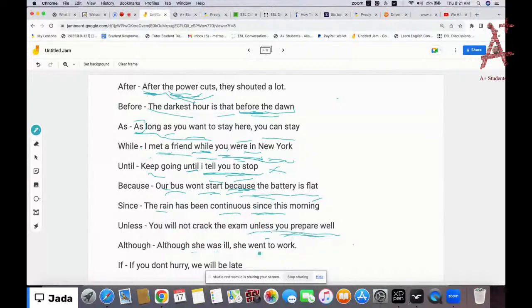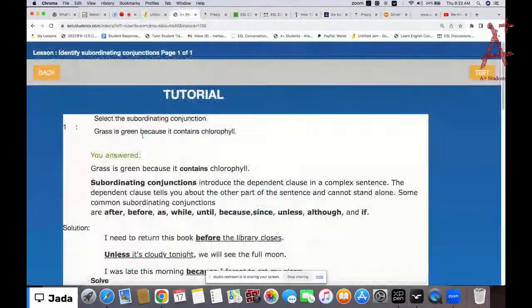Although she was ill, she went to work. So although is the beginning of the dependent clause. If you don't hurry, we will be late. So these are examples of the subordinating conjunctions, with a clear example for each of them. So now we'll move back here. Grass is green because it contains chlorophyll.